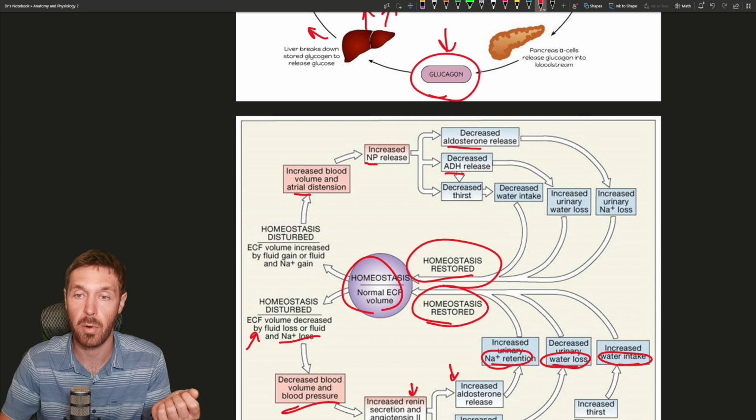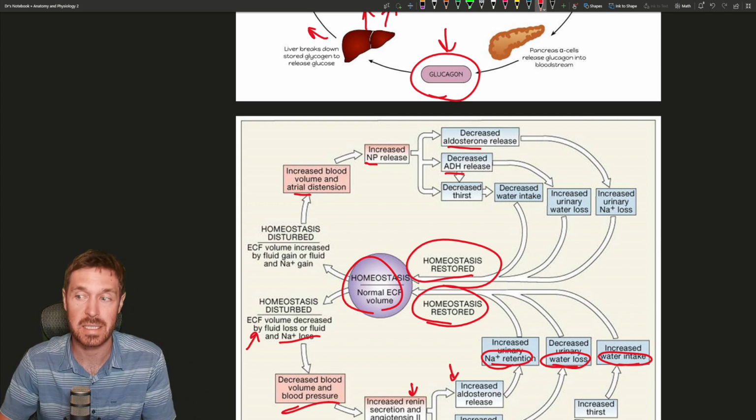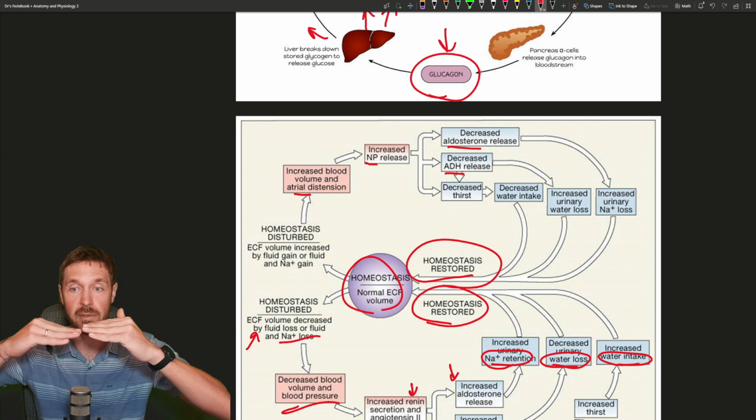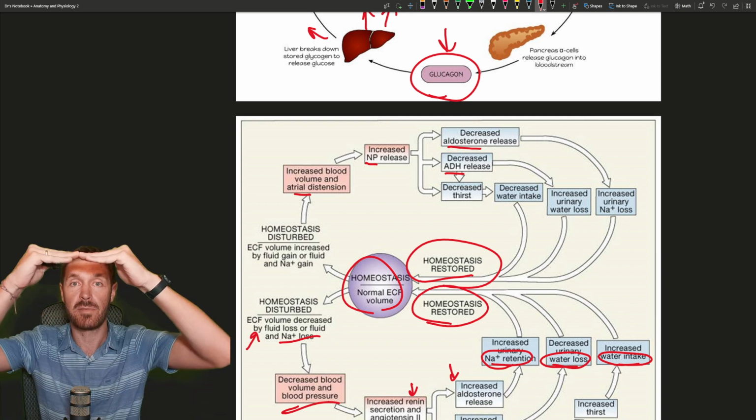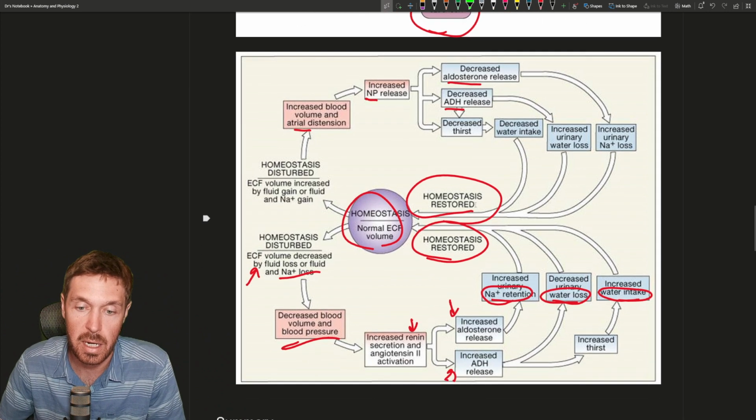Now, of course, if you have hypertension and chronic high blood pressure, this system is not as efficient. And so if the seesaw's here, you've just moved the seesaw there, and it's not going to respond as efficiently anymore.